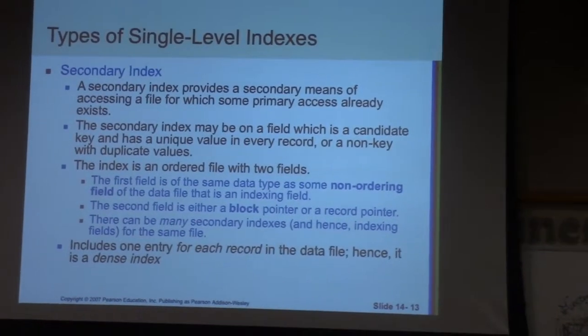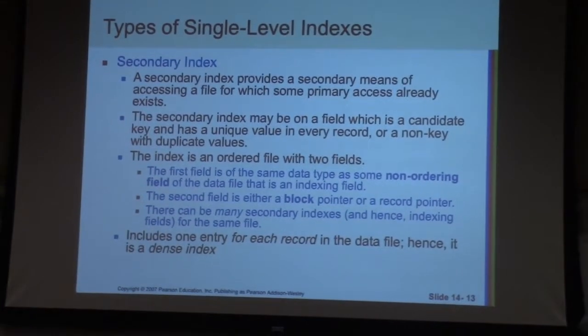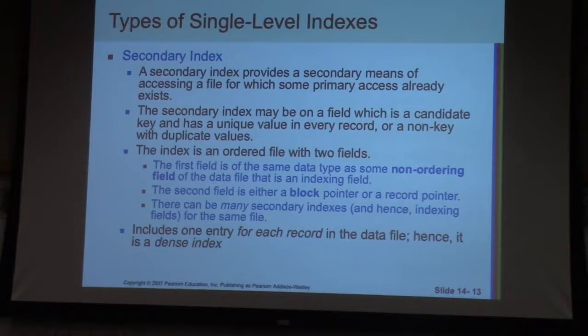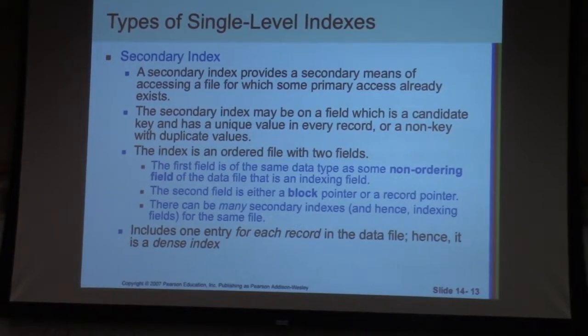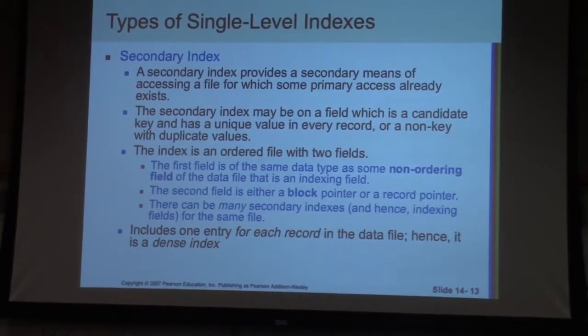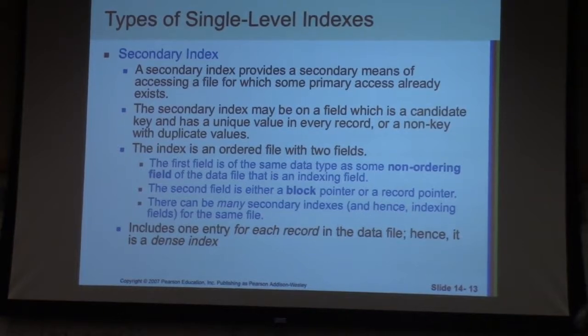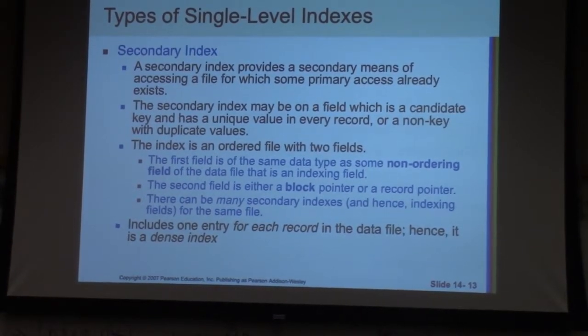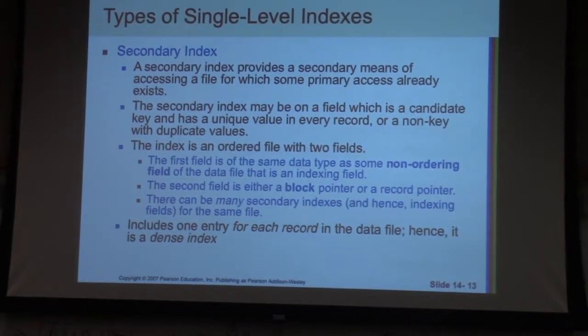So we have the primary index for when the order is on a key. And the second is the clustering index, which is for non-key ordering. The third one is the secondary index, the most popular one.